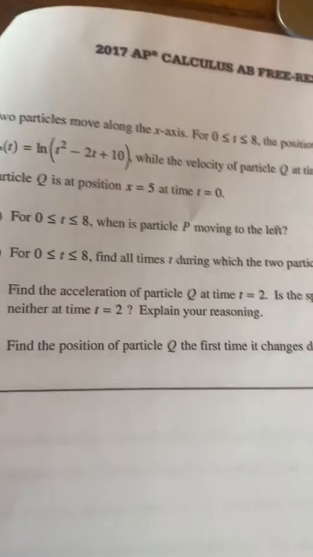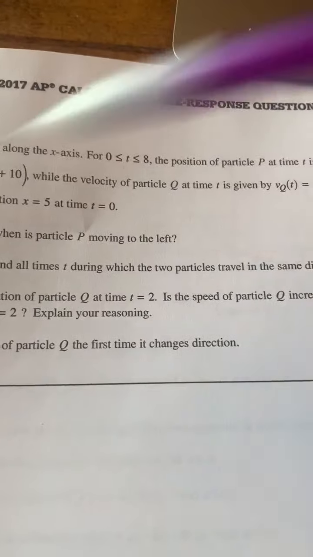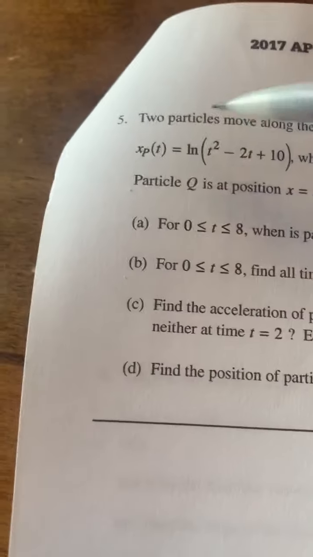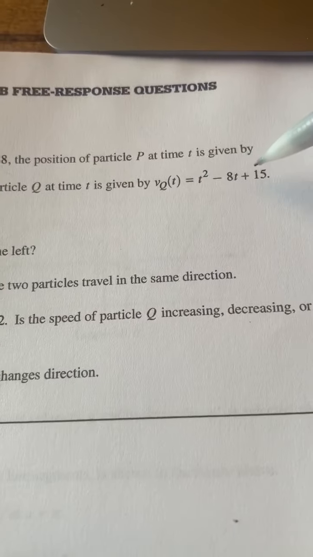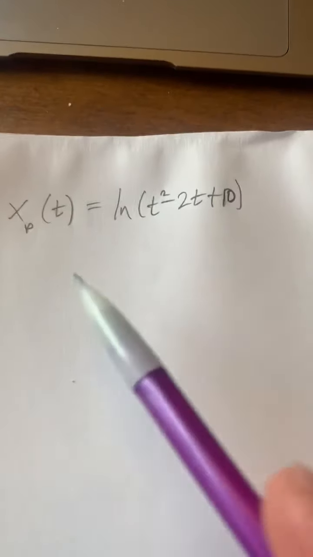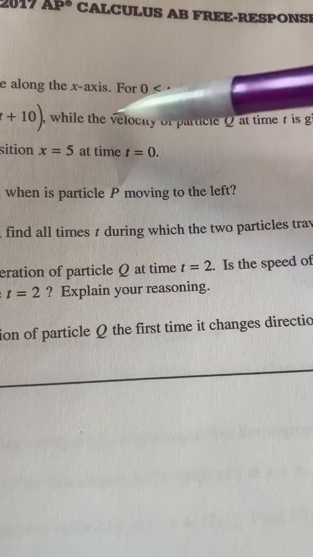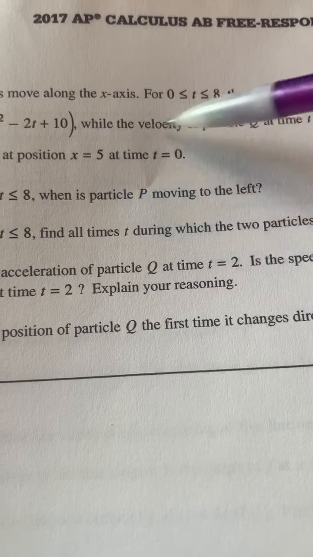All right, back here, so it says two particles move along the x-axis, so just moving right and left. For 0 to 8, position of particle P. So very important we get the position of particle P, but we get the velocity of particle Q. So you want to make sure you organize that. So I've got position, I've got velocity. I'm going to find the velocity of this here in a second. And then it says particle Q has position 5 at time equals 0.